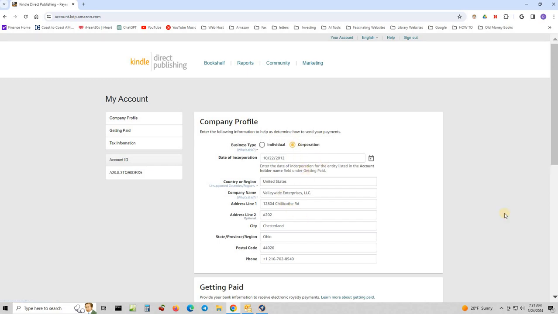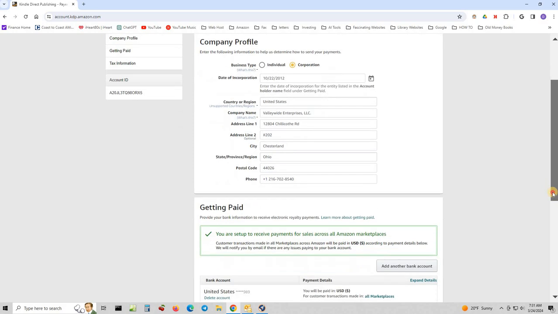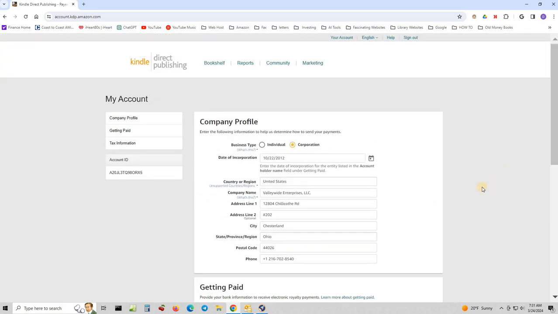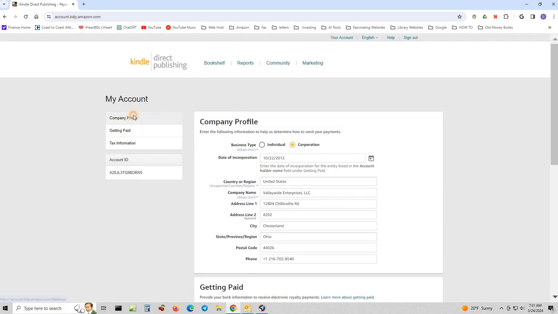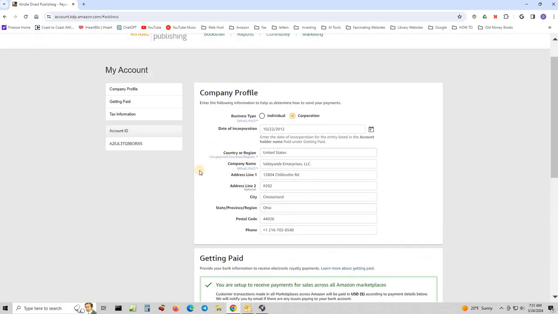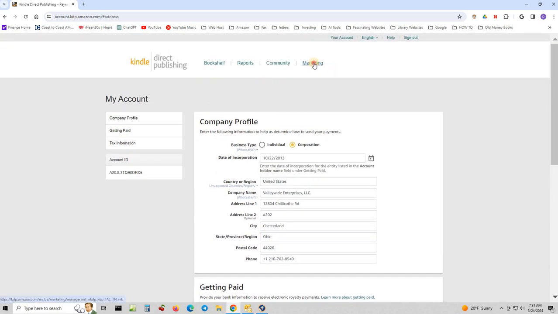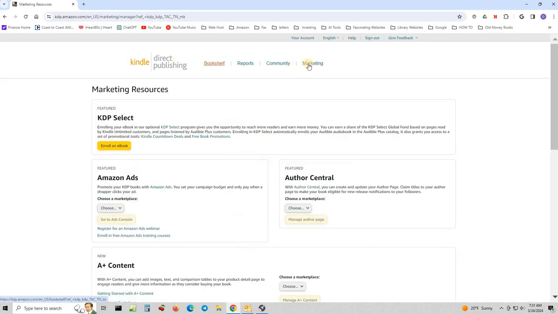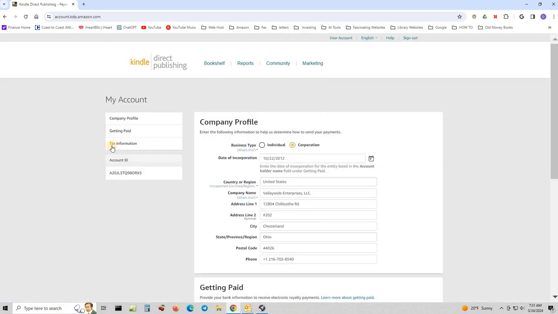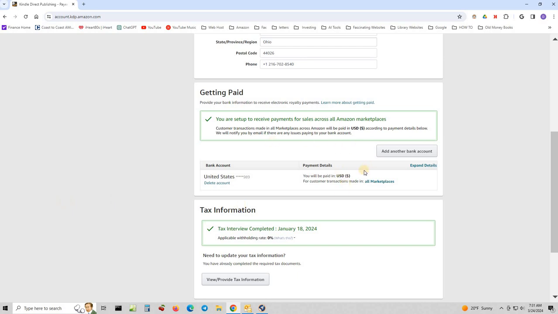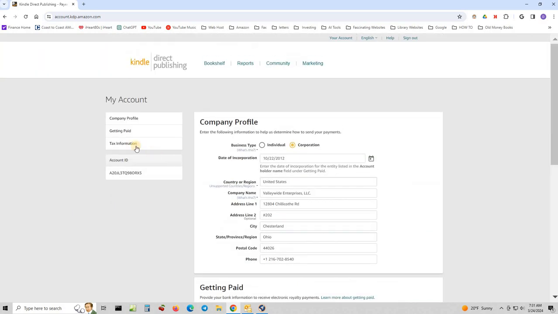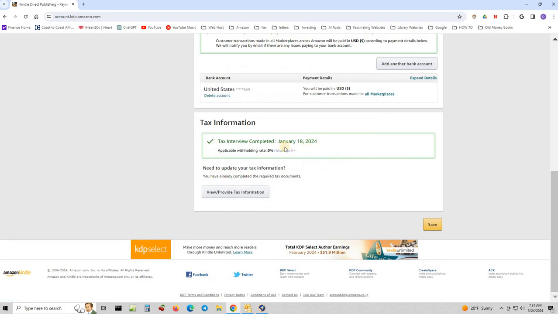I got a corporation set up. I recommend you do the same thing if you've got an LLC out there, and you have to do a tax interview. It takes like 5 minutes online. You have to fill all this out, and you do that by going to marketing. From your KDP panel, go to marketing and then your account, and set it up. You have to make sure you have a valid credit card in there. Getting paid, tax information. Where is that? It's right down here. Anyways, you add it down here, and then you have to give them their tax info so they can issue a 1099.